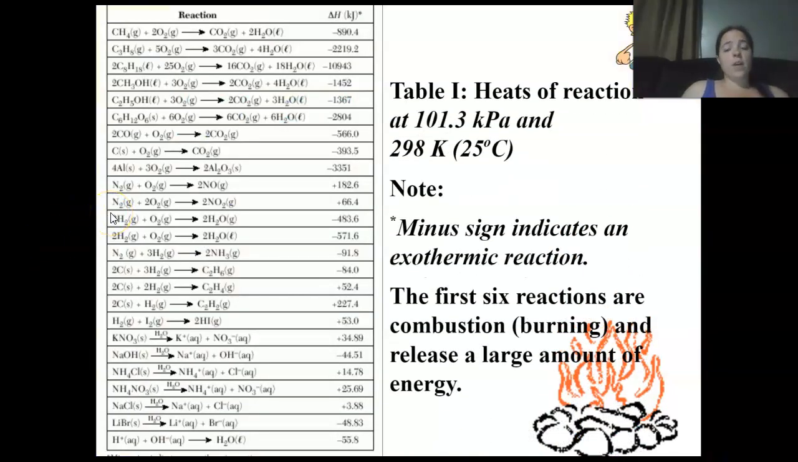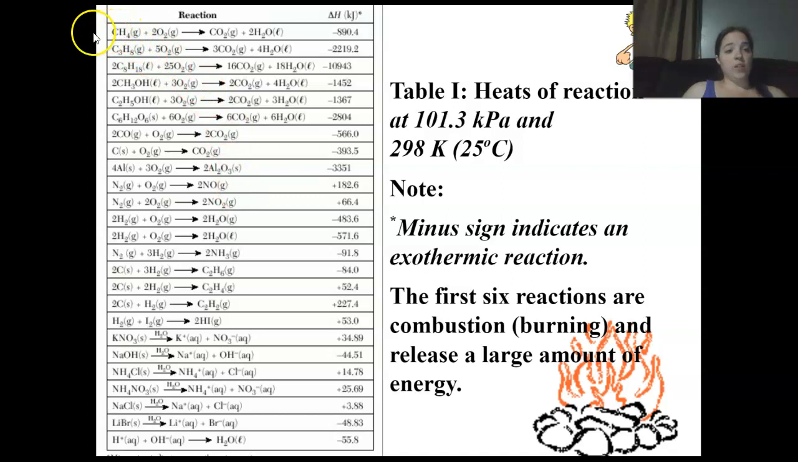All right, first off, Table I gives you the heat of reaction at 101.3 kPa and 298 Kelvin, or 25 degrees Celsius. So it says at the bottom, minus signs indicate exothermic. So any of these that are negative are exothermic. Remember, exothermic means they end lower, meaning that they are more stable.